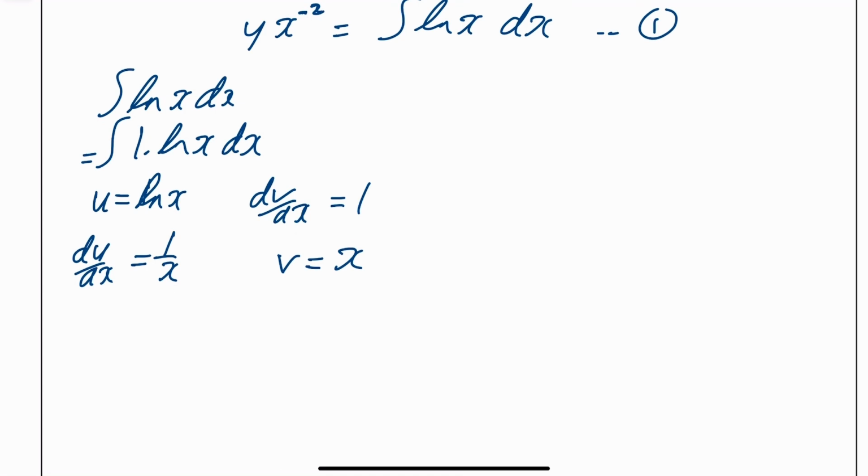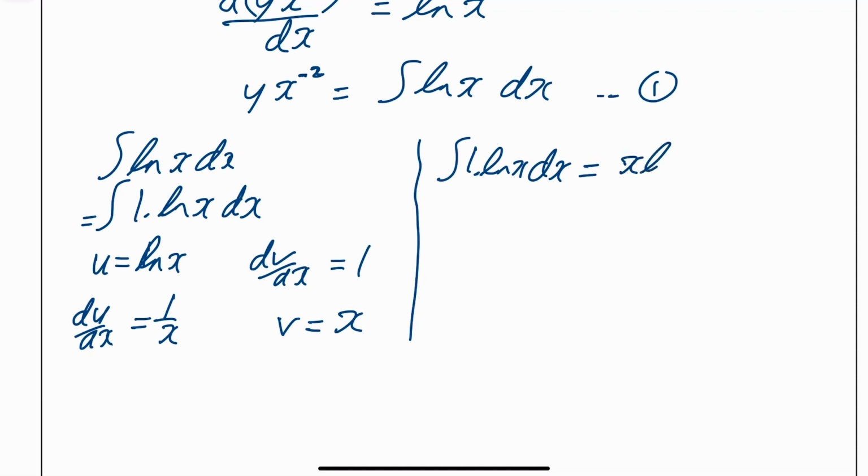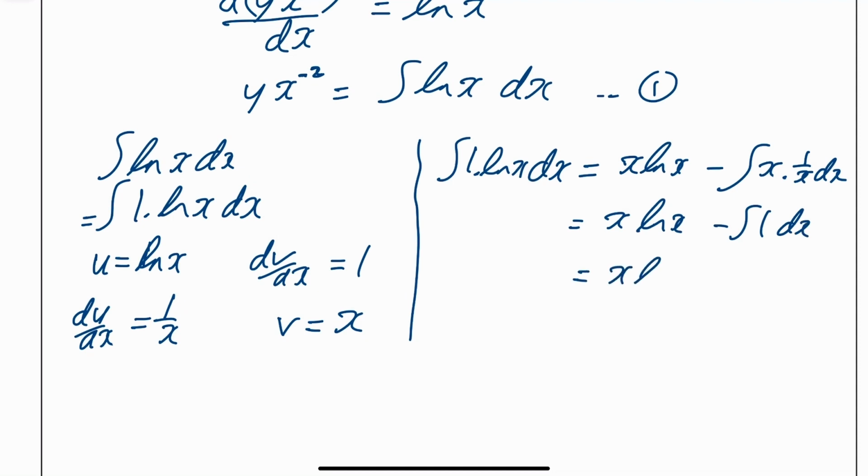So that means the integral of 1 times ln of x, remember this is integration by parts, so my result is uv, which in this case is x ln x, then minus, and then it's the v du. So if you do minus v du, that's going to be x times 1 over x dx. So what that works out to be is x ln x minus the integral of 1, which is just going to be x ln x minus x, and then plus your c.